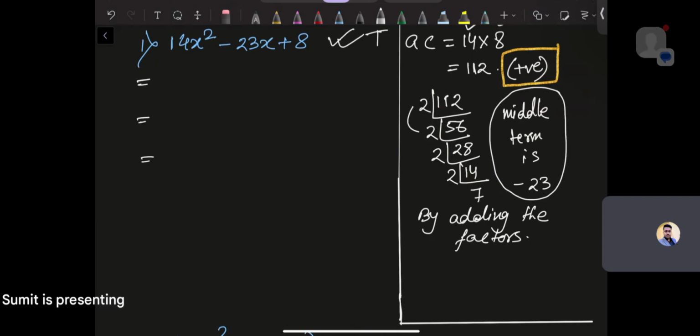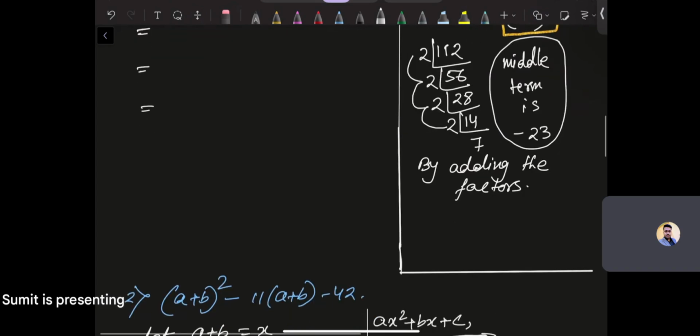2 into 2 how much? 4. 4 into 2 is 8. 8 into 2 is 16. So 16 plus 7. 16 plus 7 how much? 23, na? So how do you get -23? -16 -7 will get -23, correct?